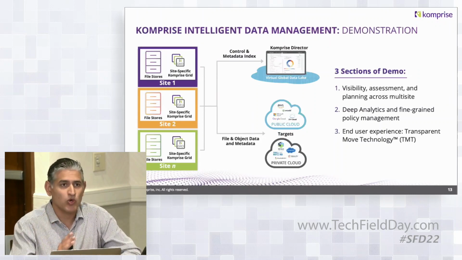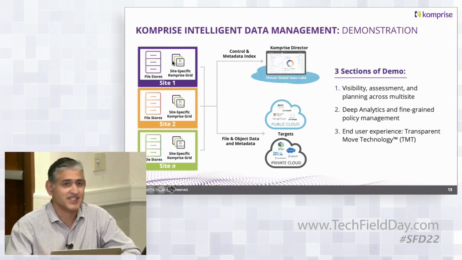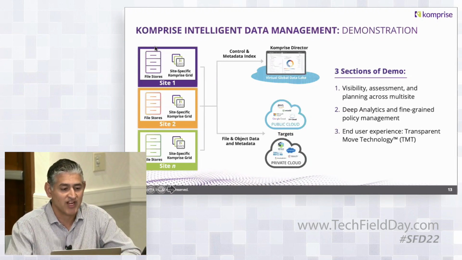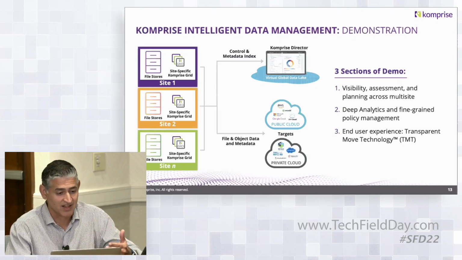But the actual work, a lot of what we do, the insights that we gather and the data movement, happens from these site-specific Komprise Grids. It's a scale-out architecture. These are software-based virtual appliances that customers download and deploy in their environment, and they connect to the Komprise Director. Here we can manage the data that's sitting on the file stores or object stores in their data center by sitting close to the storage itself.